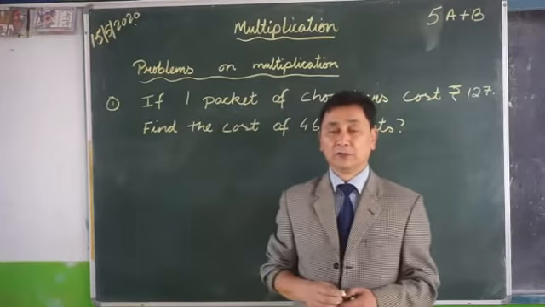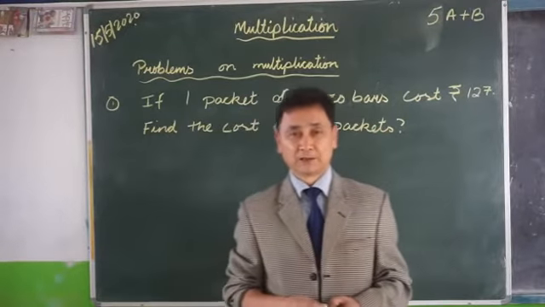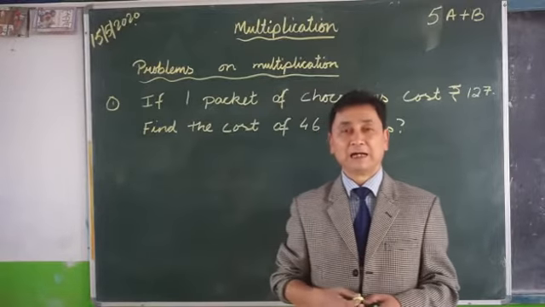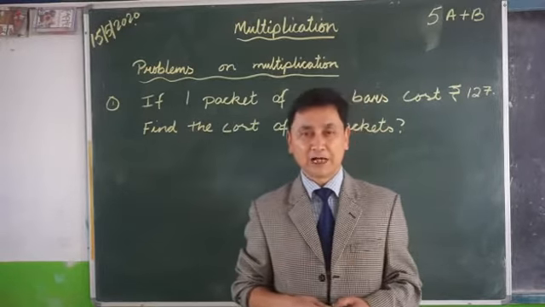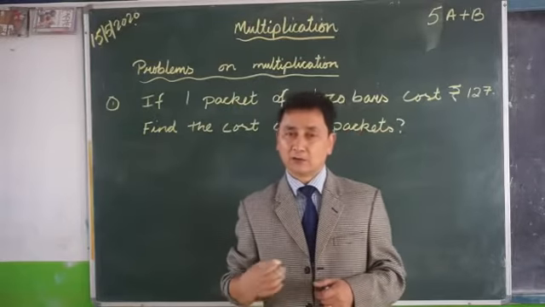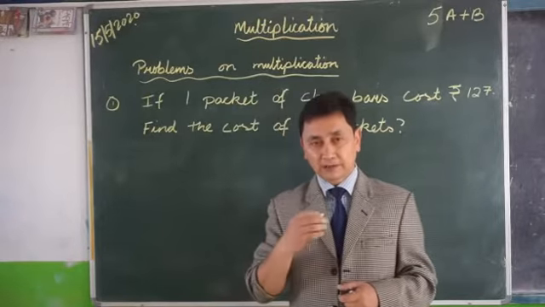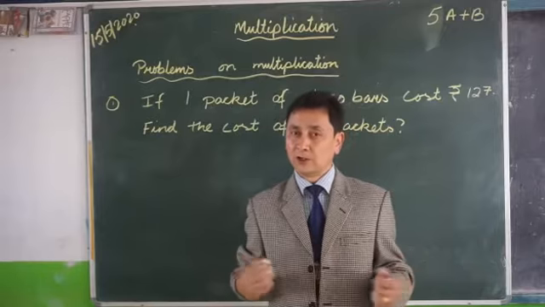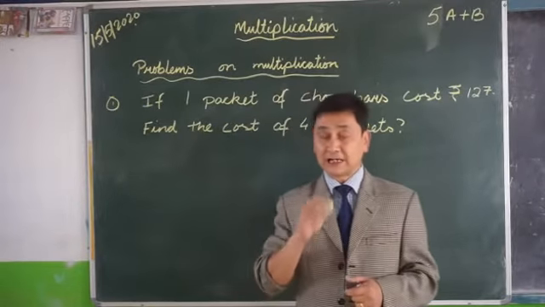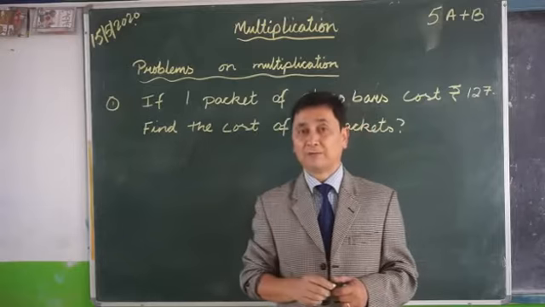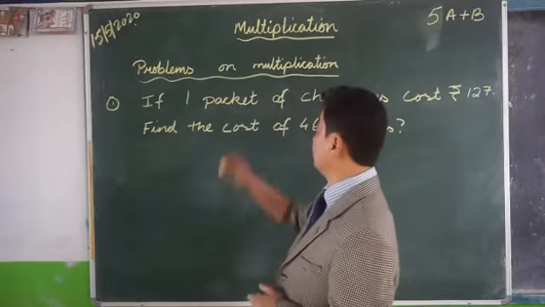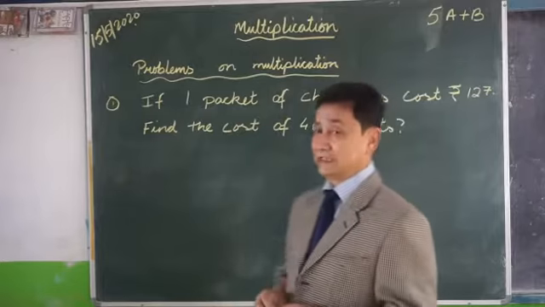So last week we were doing multiplication by a 1-digit number, by a 2-digit number, and by a 3-digit number. And most of you did your homework, did your work, and you submitted online. Very good. But there are still some of you who are not doing it. Later on, we will be taking your books for correction, and at that time, make sure you have completed. So today, we are going to learn how to do problems on multiplication.